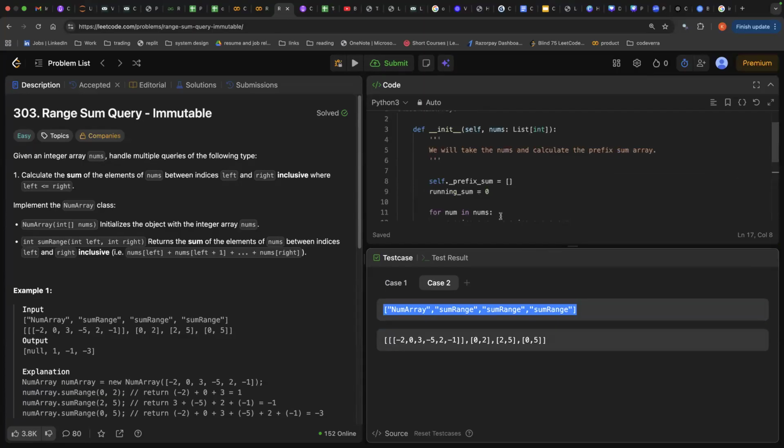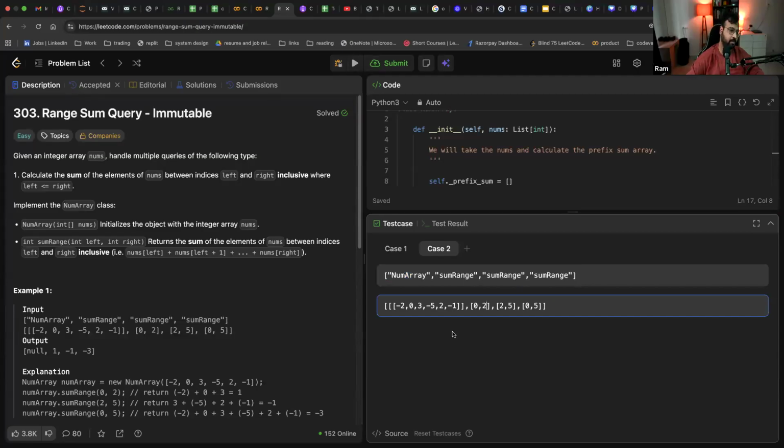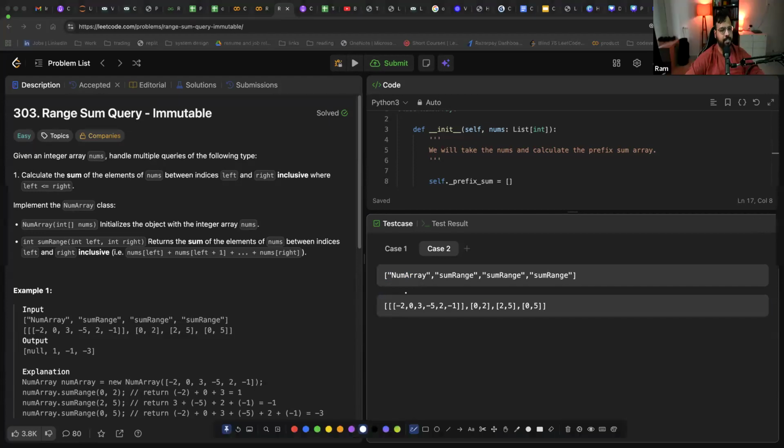Scroll up. So overall we have 3 arrays, 3 or 4 subarrays. This is minus 2, and this is not a subarray. It is a list of lists, right? This is the format in which Leetcode is taking.